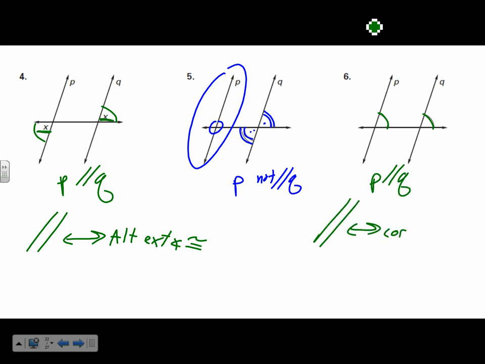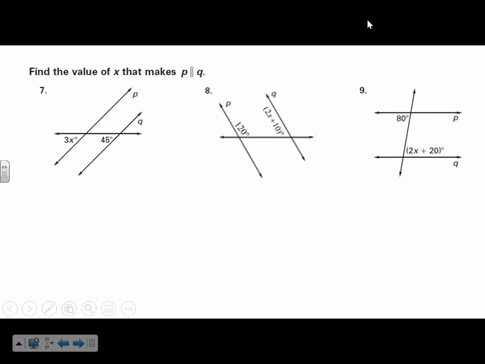Corresponding angles are congruent. And the next one, solve for x that makes those parallel. So these are congruent because they are corresponding angles. So 3x is equal to 45. So divide both sides by 3. x is 15 for this one.